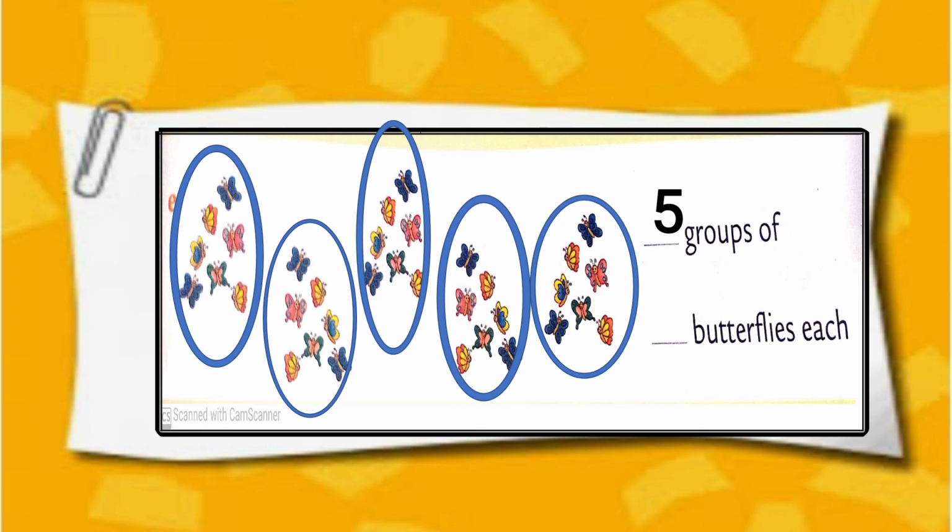Now let us see how many butterflies are in each group. 1, 2, 3, 4, 5, 6, 7. 7 butterflies each. 5 groups of, and in each group there are 7 butterflies.